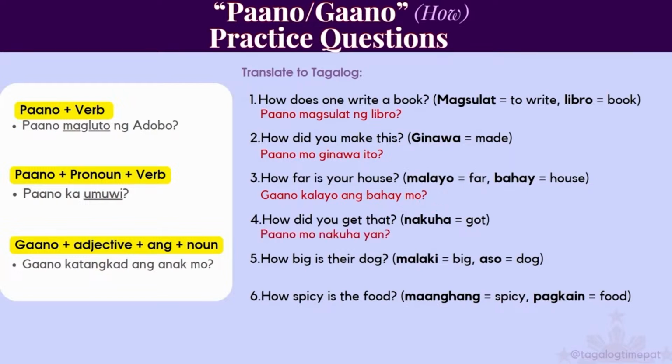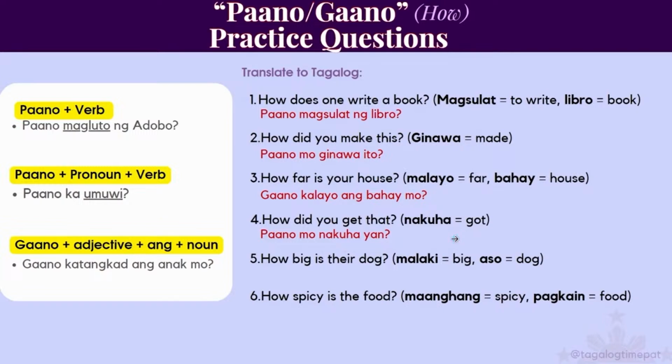How did you get that? Nakuha means got. Paano mo nakuha yan? There's no adjective in this question, so we would just still use paano. And that follows rule number 2. Paano, mo, nakuha the verb, yan.